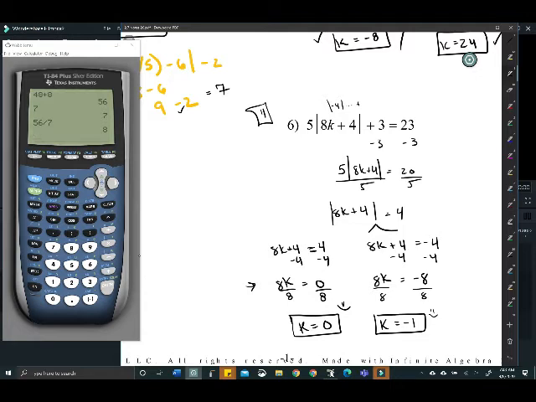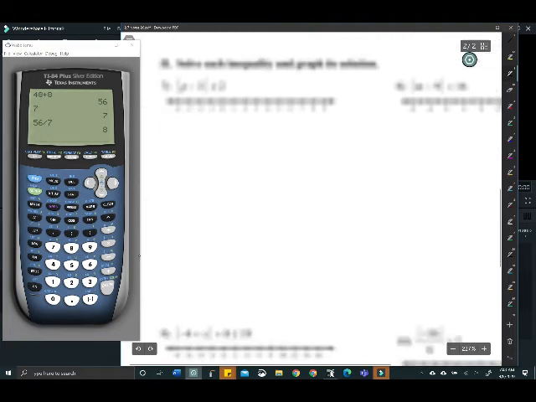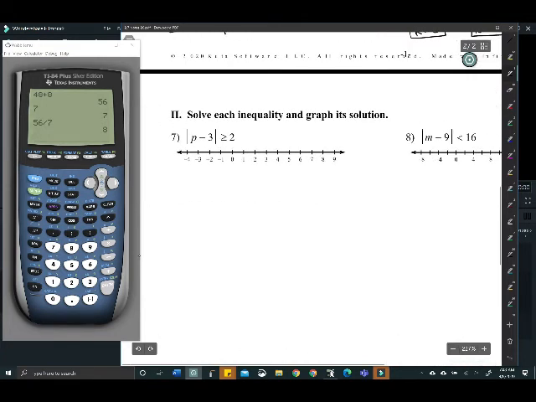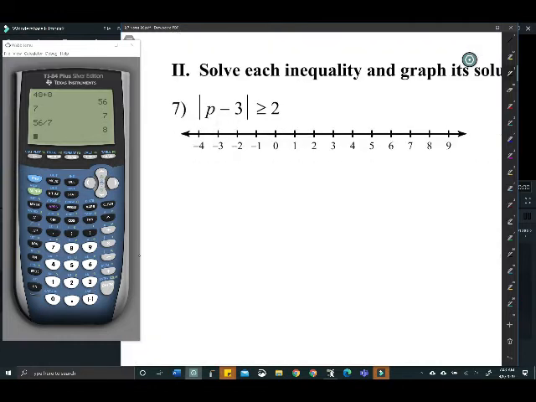If you want to do the practice problems of just those, that's fine. I'm going to move on just to the inequalities, okay? And really, there's a few more problems. They're really pretty much the same idea, but there's one extra trick here. Okay, so we're solving and we're going to graph. Absolute value p minus 3 greater than or equal to 2.